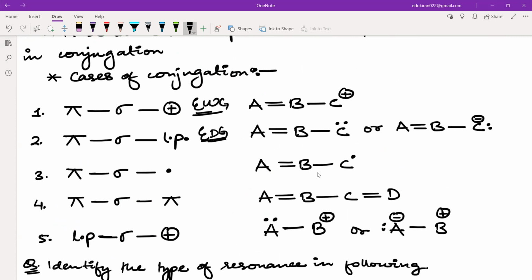Positive charge and free radical are very much the same. This will also be electron withdrawing. This depends.